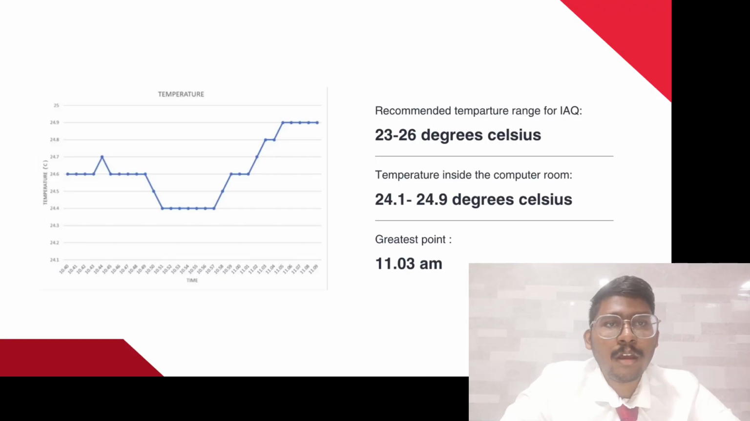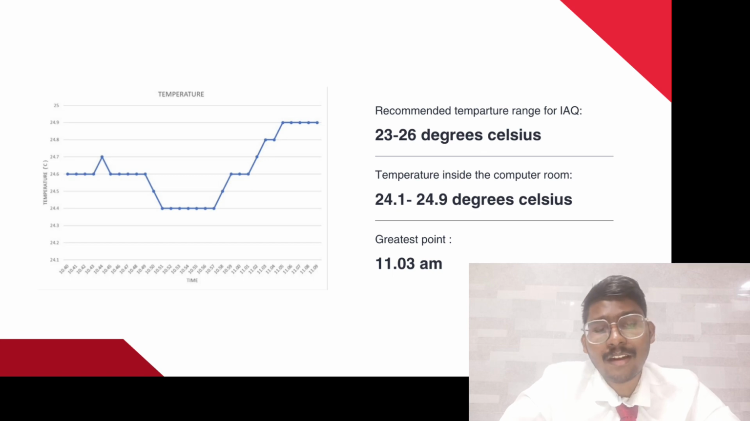As for IAQ graph, we have six graphs. First is temperature, second is air velocity, third is particulate concentration, fourth is relative humidity, fifth is carbon monoxide, and sixth is carbon dioxide. As for temperature, the recommended temperature range of IAQ is 23 to 26 degrees Celsius.